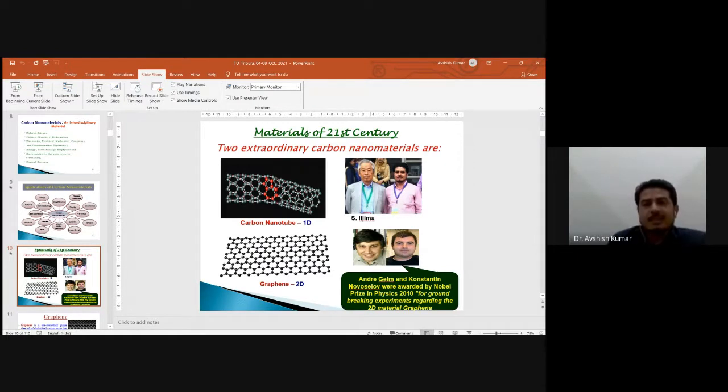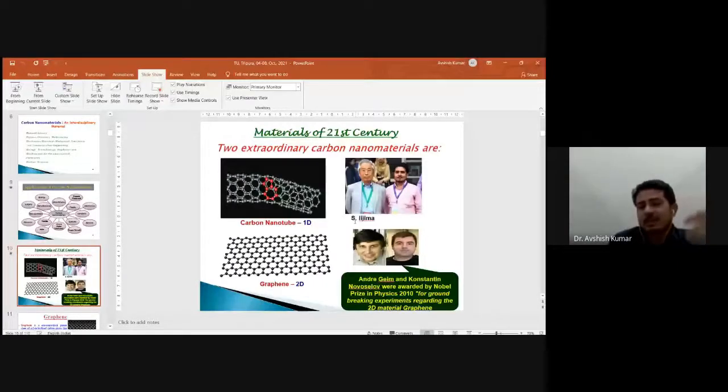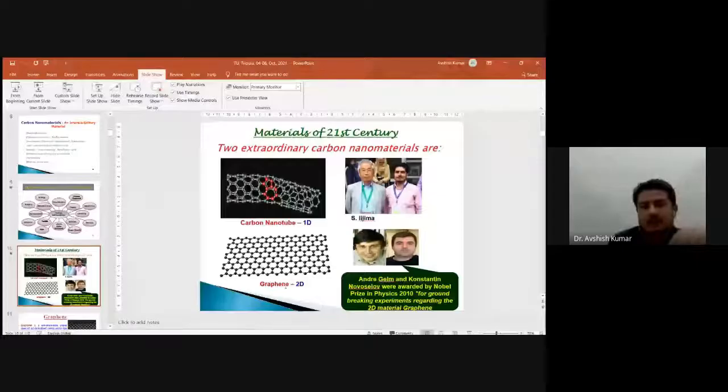Sumio Iijima invented carbon nanotubes in 1991, and I got the opportunity to interact with Professor Iijima when he visited Jamia Millia Islamia a few years back. I was there at that time. He is a very nice person and very clear-minded. Nowadays he is working on various applications of carbon nanotubes. Graphene is what we are going to discuss today. This was Andre Geim and Konstantin.